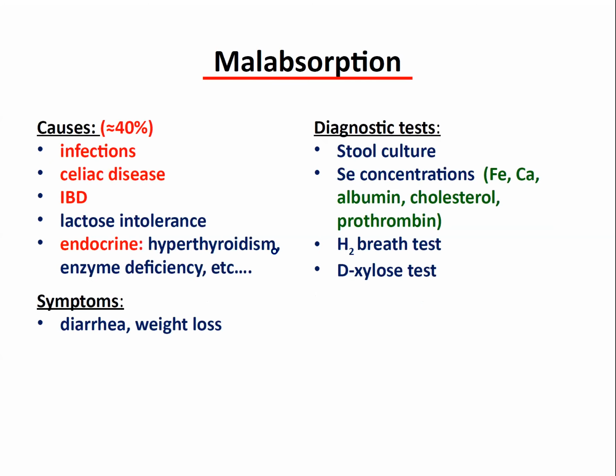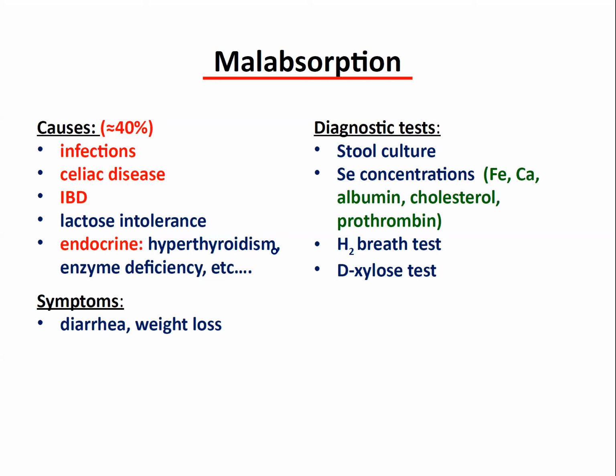Okay, malabsorption still causes more than 40% of the cases: infection, celiac disease, IBD, inflammatory bowel diseases, lactose intolerance, and endocrine diseases such as hyperthyroidism, and enzyme deficiency. So the red one takes about 40% of all. The syndromes are diarrhea, because of the back end, fluctuation, and gas formation, because the bacteria cleave or utilize and metabolize the unabsorbed food components, and this is why the patient has this problem.